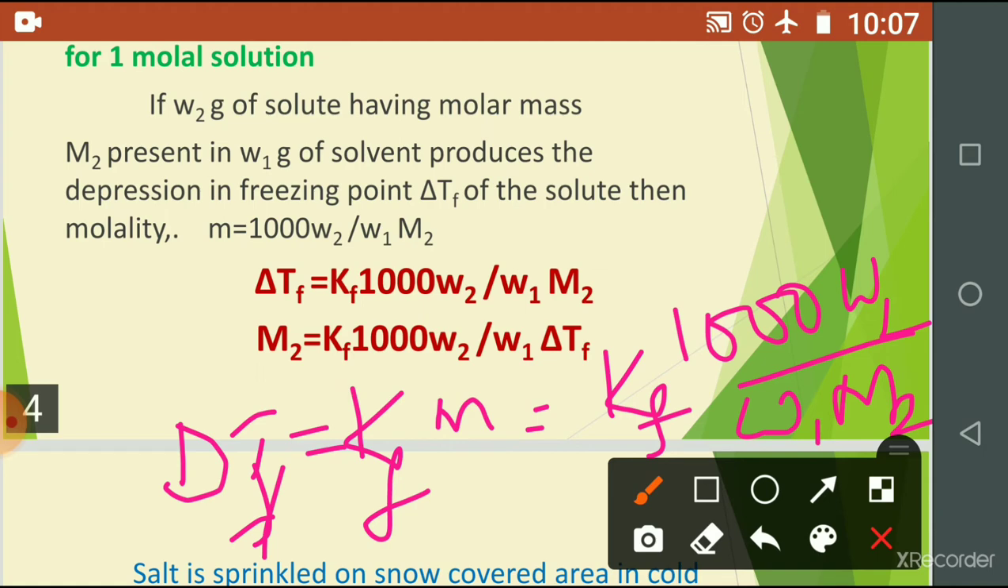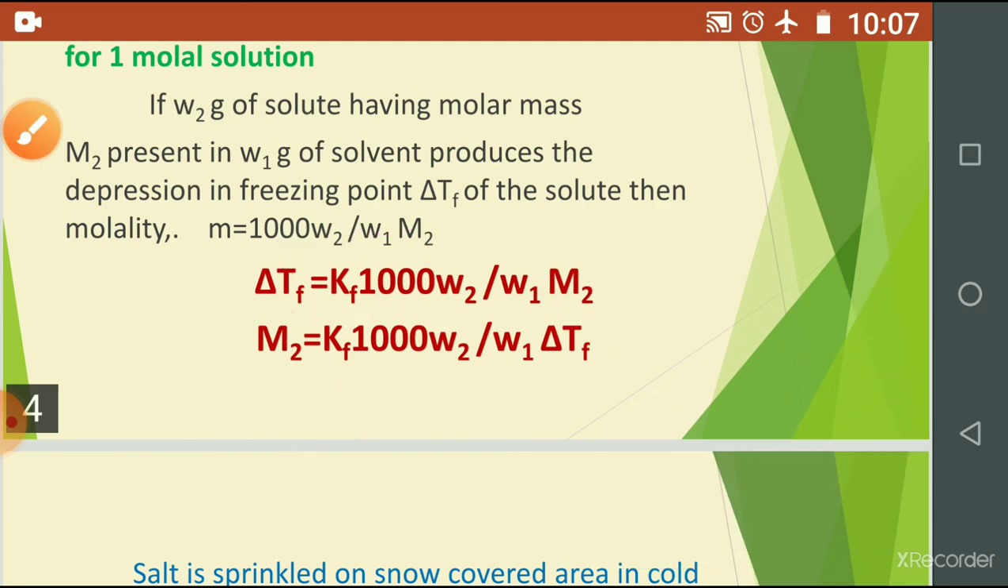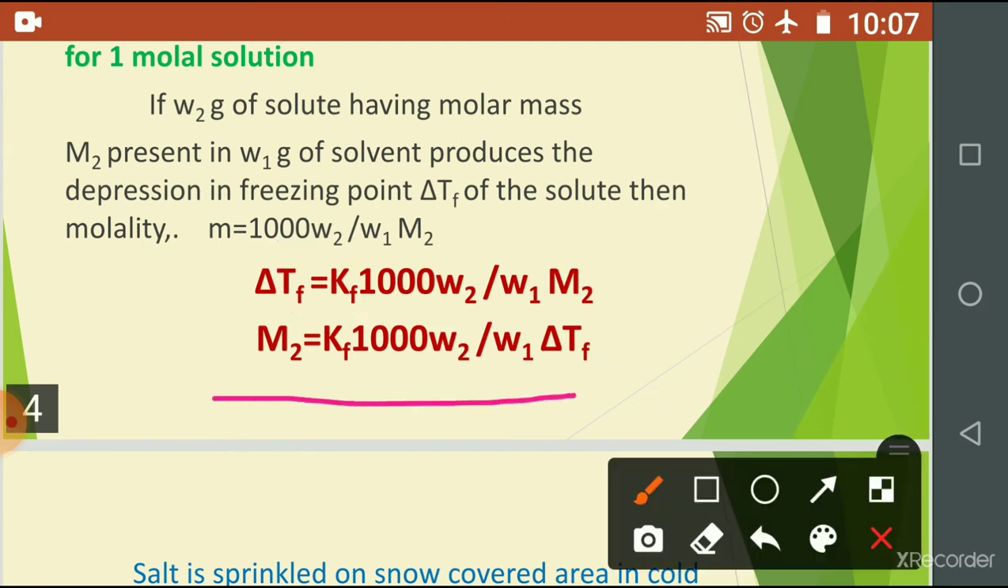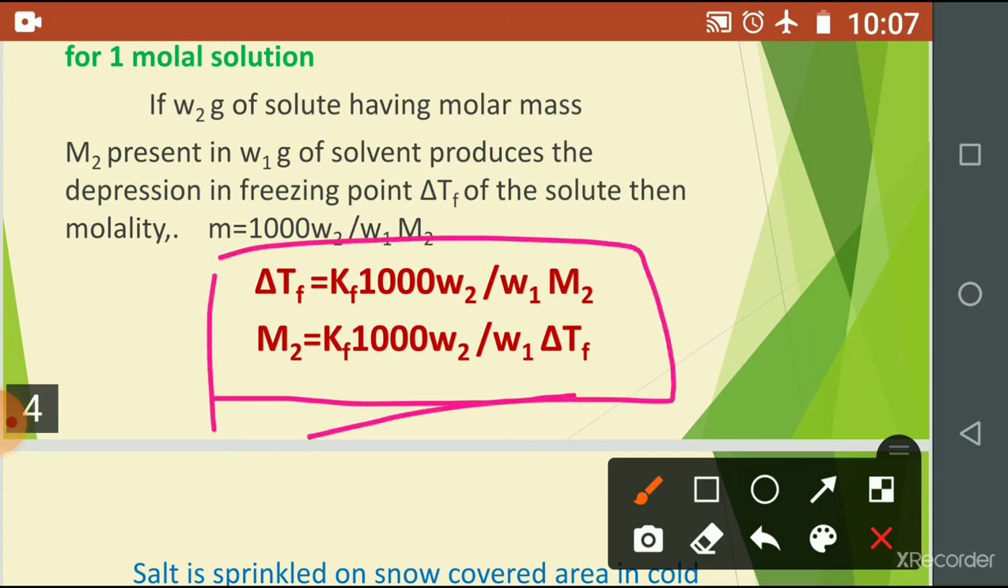So we can write delta Tf is equal to Kf 1000 W2 divided by W1 into M2, or M2, the molar mass of the non-volatile solute, should be equal to Kf 1000 W2 divided by delta Tf into W1, since delta Tf should go to the denominator. By using these equations, we are going to solve some problems.